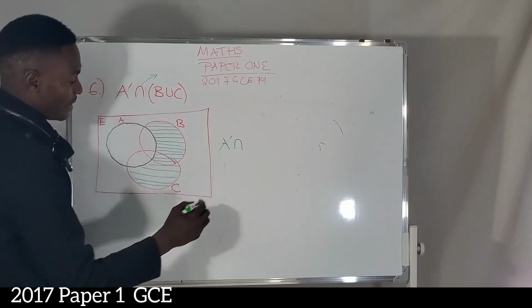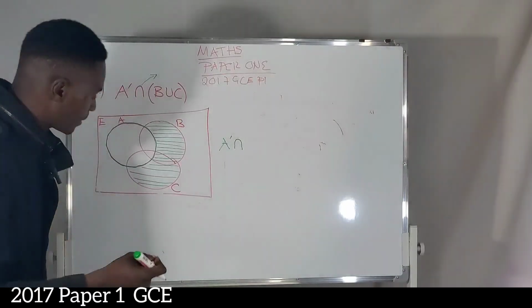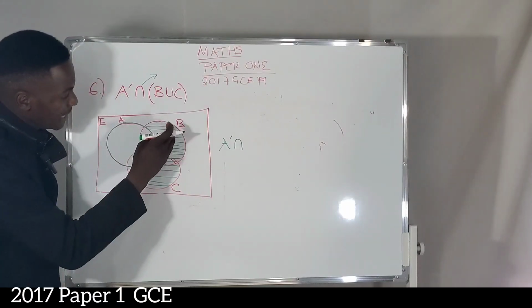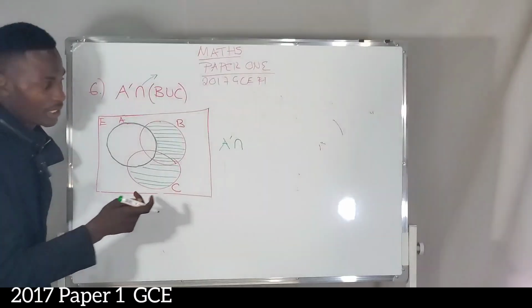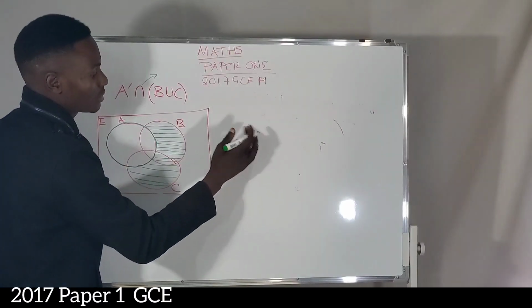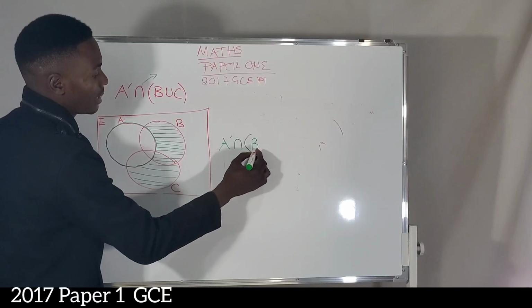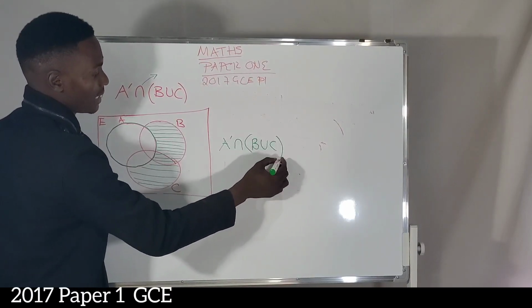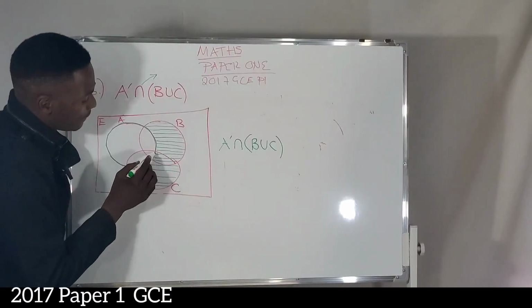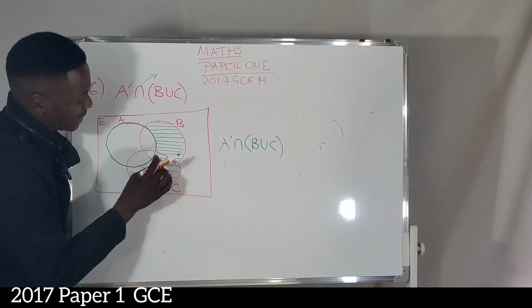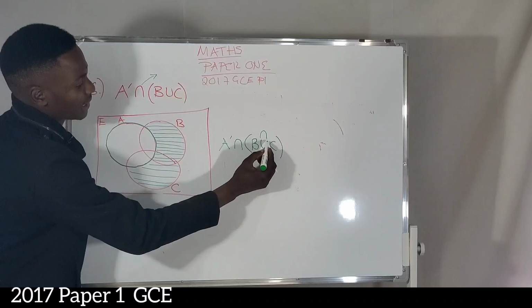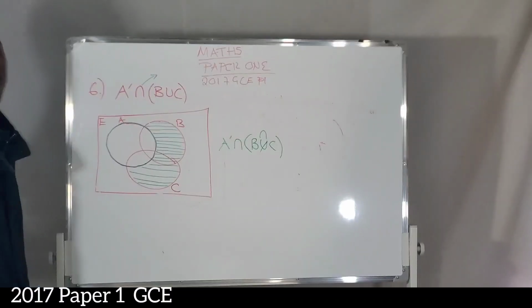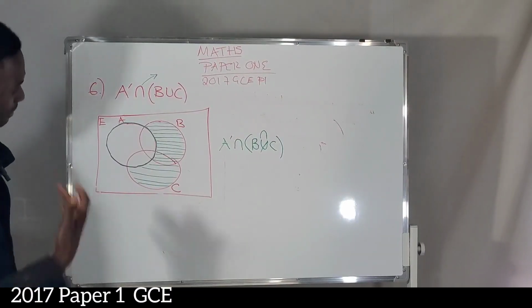Okay, intersection. Then what is shaded? Check. B, the whole of B, this side, and C are shaded. So it means, put in bracket, B union C. All right. Now, if only this part was shaded, this little part here, the intersection, this would have been intersection and not union. That's it. That's how you solve this.